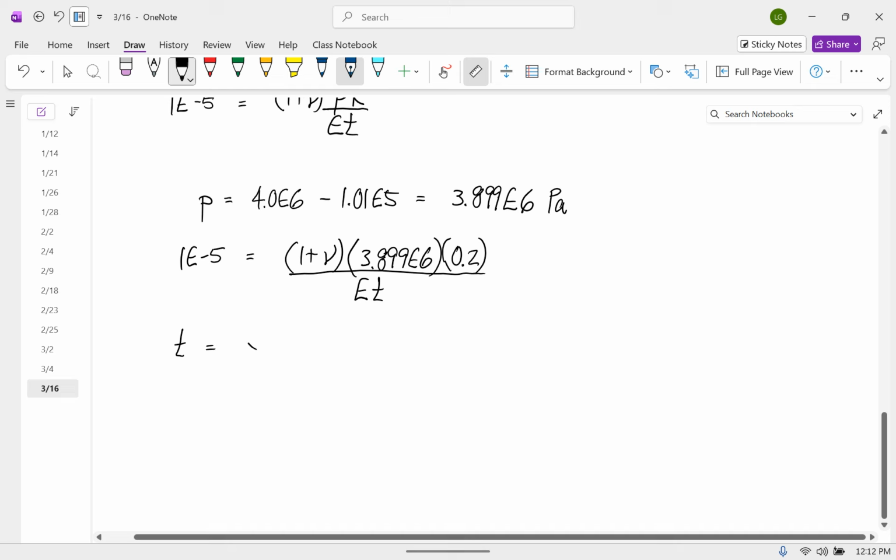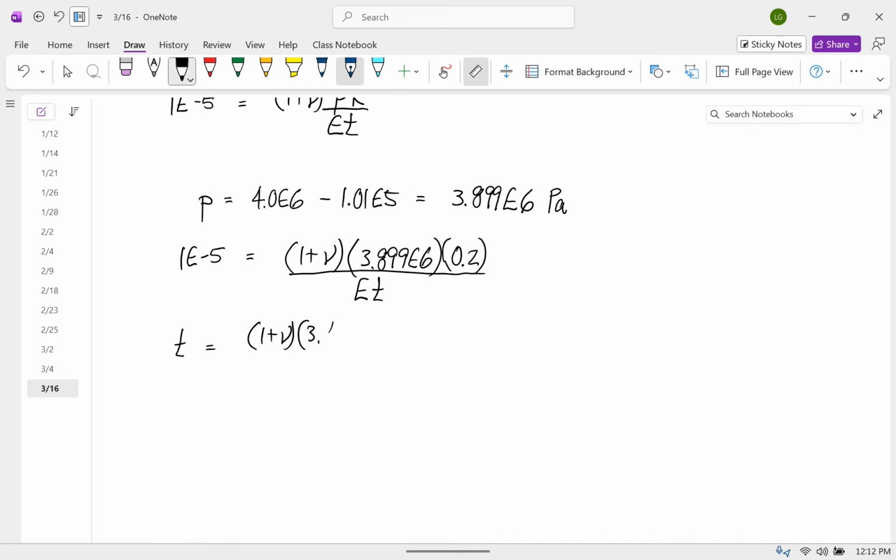So T is equal to 1 plus nu times 3.899 times 10 to the 6 times 0.2 over 1 times 10 to the minus 5 T, E. And so the thickness is like 7.798 times 10 to the 10th times 1 plus nu over E.